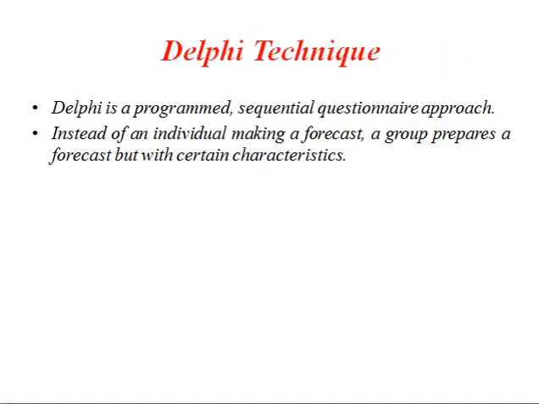We'll move on to the second method, called the Delphi method. In the Delphi method, Delphi is a programmed sequential questionnaire approach. Instead of an individual making a forecast, a group prepares a forecast, but with certain characteristics. So this is what the differences or the changes we can make out as compared with the brainstorming as well as the Delphi technique.